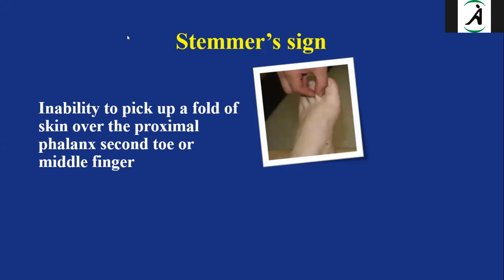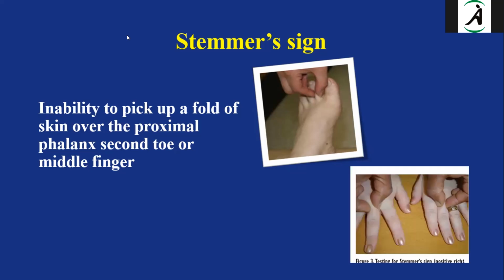Okay, so this is the identification of lymphedema in the lower limbs. If the patient is having lymphedema in the lower limbs, we are not able to pick up the fold of the skin over the proximal phalanx of the second toe. If the patient is having upper limb lymphedema, in the middle finger we are not able to pick up the fold of the skin. Okay, so you have seen in the picture.